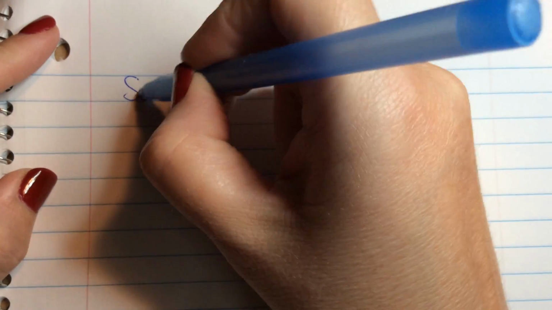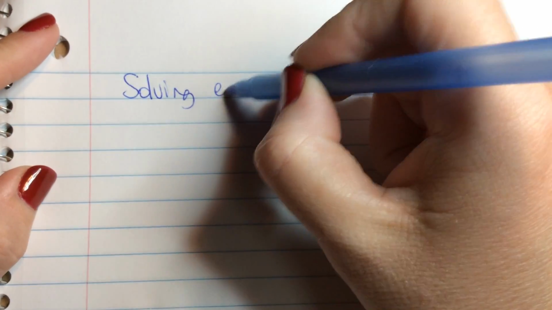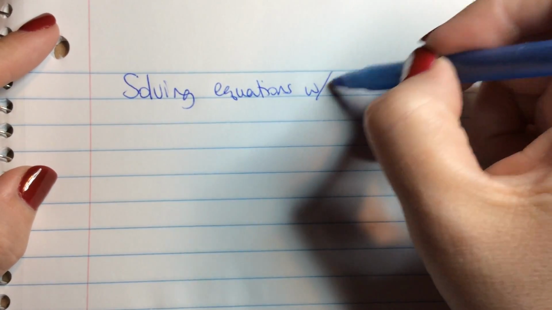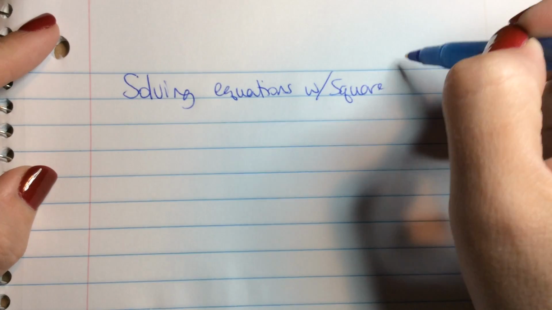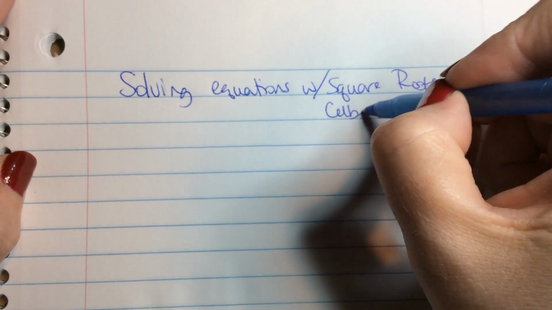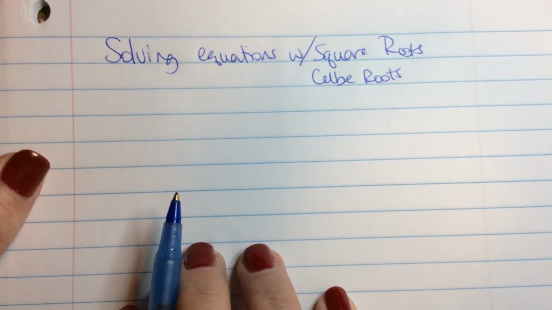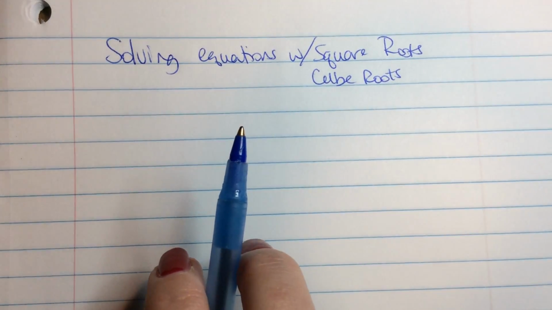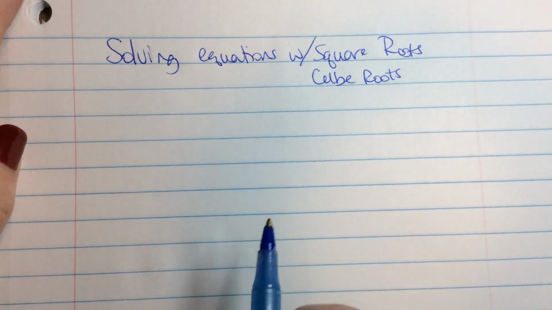If you're solving equations with square roots or cube roots, then you're going to have some similarities, but you're also going to have a couple differences. So let's start with the square roots.